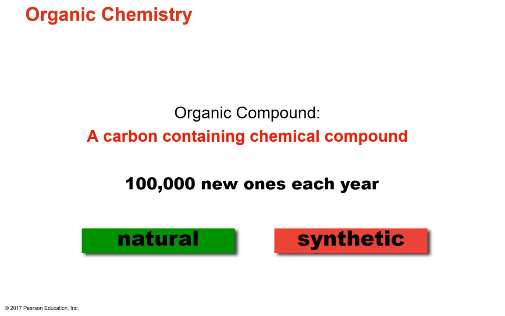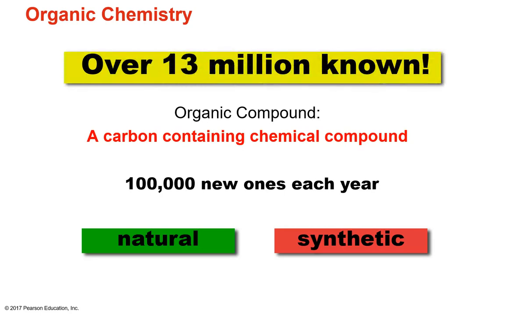So there are lots of organic compounds. About 100,000 new ones are discovered each year. Obviously, we are not keeping an encyclopedic knowledge of organic chemistry in this class, or in any class. There are over 13 million total that are known. Do we know that number? No. It's just there to shock and awe you about how big this could be.